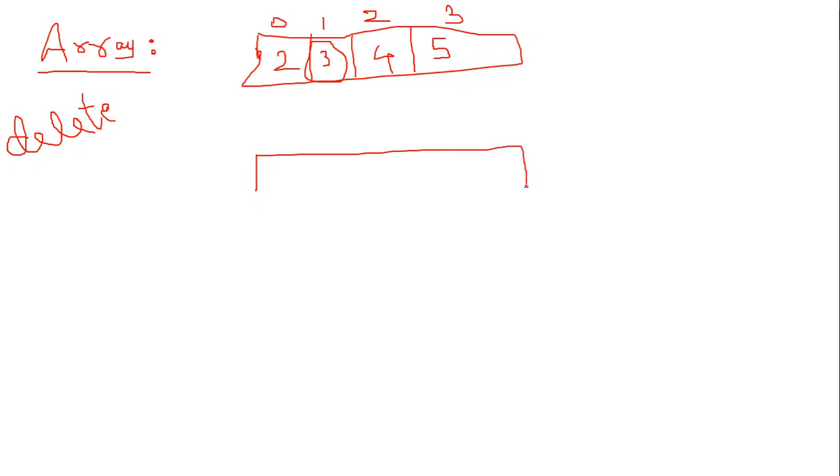It will look something like this, and then this, and then this, and then this. These are the indexes 0, 1, 2, 3. So if I delete the element which is at index 1, what will happen? 2 will come here. After the deletion of this element, 4 will come here because 3 is removed, and 5 will come here. And you can see there is no element inside this last block, right?